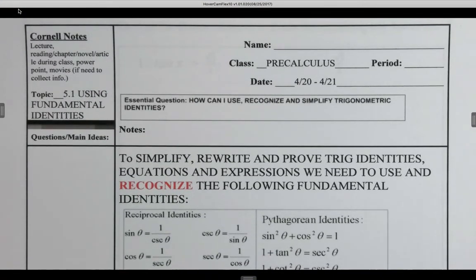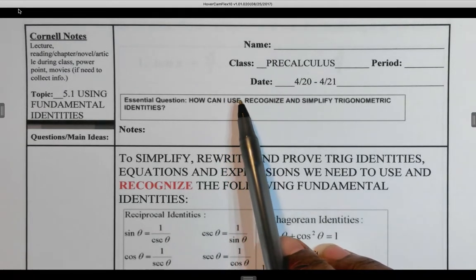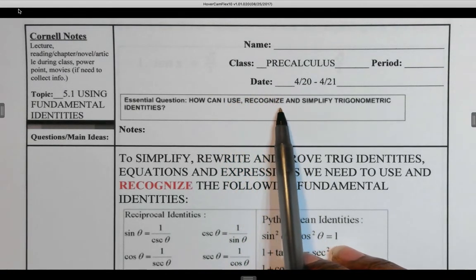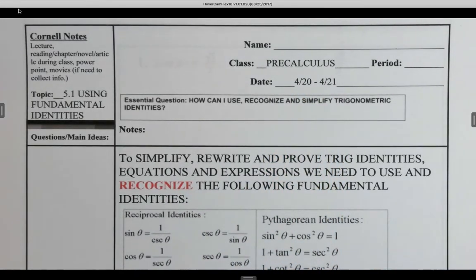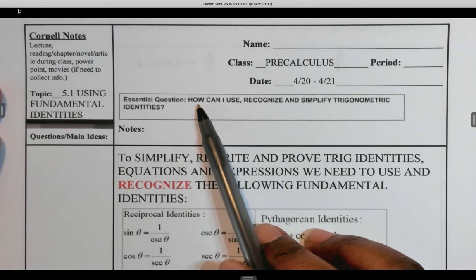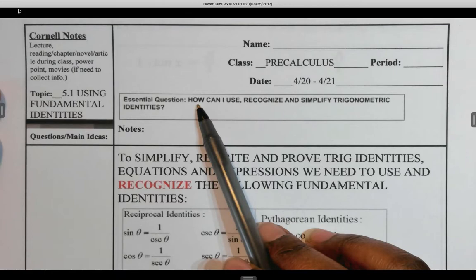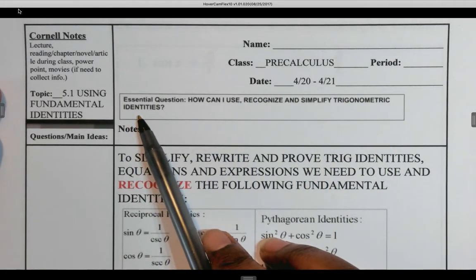Okay, let's get started with chapter 5. In chapter 5, we're going to look at using the trig identities we already know, verifying some new trig identities, and then sometimes just simplifying trig identities. Then we'll move on to solving equations with trig functions. Okay, so our essential question for this section 5.1 is how can I use, recognize, and simplify trig identities?